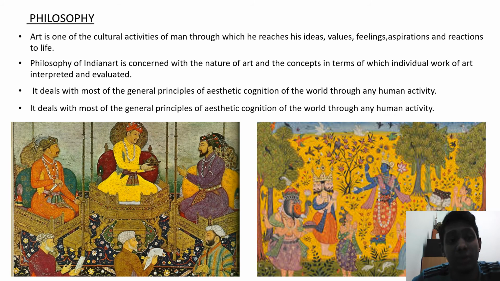Okay, the philosophy. Art is one of the cultural activities through which man reaches his ideas, values, feelings, expression, and reaction to life. So there is a story behind these paintings, and also we can know the feelings and values. So there are many ideas to draw this kind of thing. It is the most general principle of the aesthetic cognition of human activity. So these two paintings represent human activity. So you can see the human figure doing the activity.